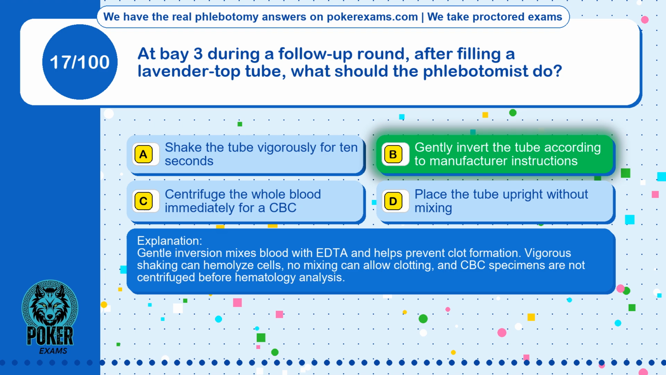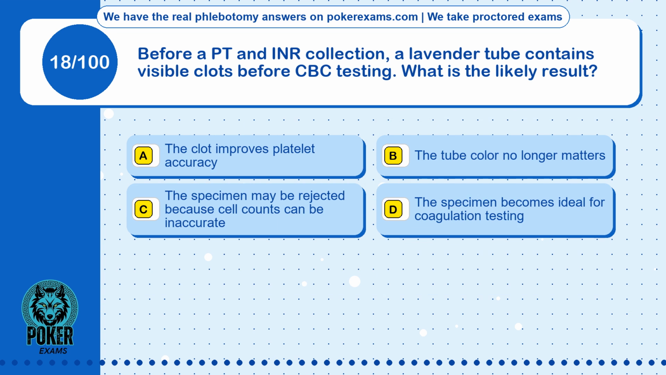Question 18. Before a patient and INR collection, a lavender tube contains visible clots before CBC testing. What is the likely result? Option A. The clot improves platelet accuracy. Option B. The tube color no longer matters. Option C. The specimen may be rejected because cell counts can be inaccurate. Option D. The specimen becomes ideal for coagulation testing.